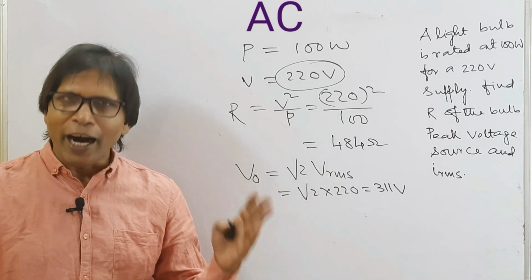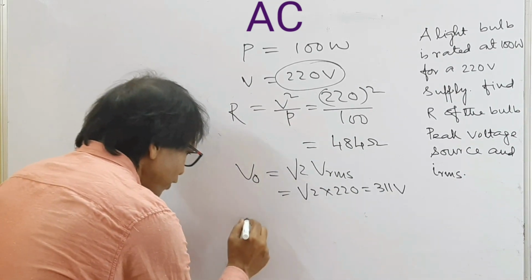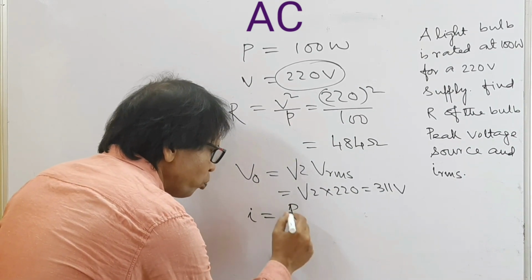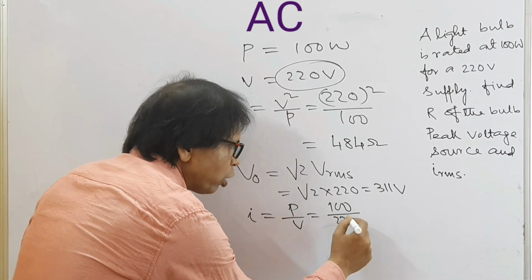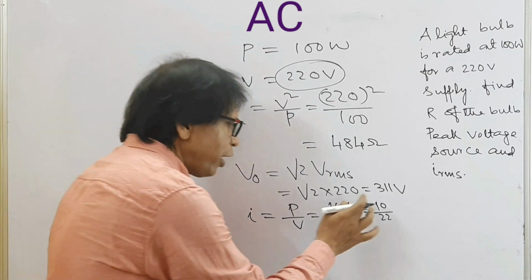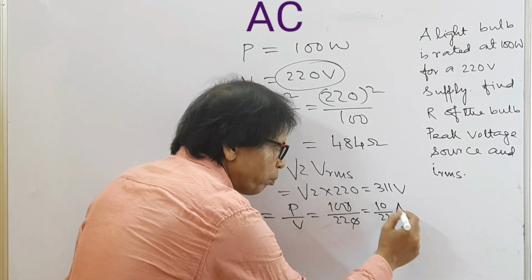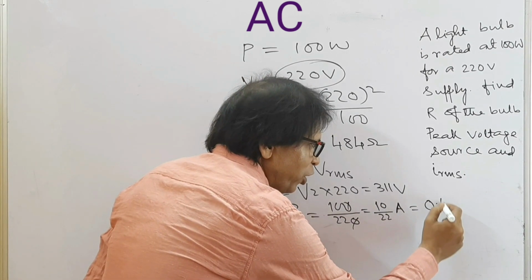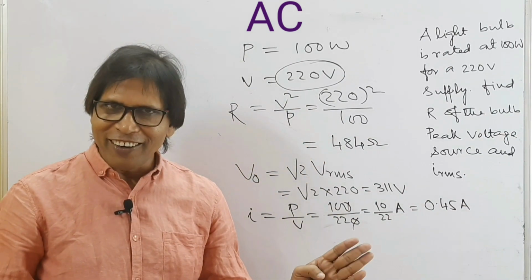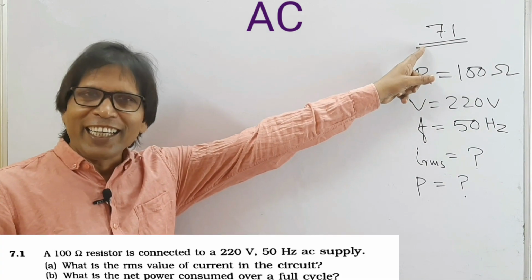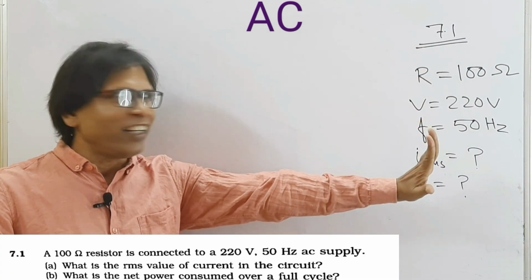Okay. Now RMS current. Look at this. RMS current I equals P by V. This is 100 divided by 220 volt. So this is 10 by 22 ampere. This equals 0.45 ampere. Okay, understood?